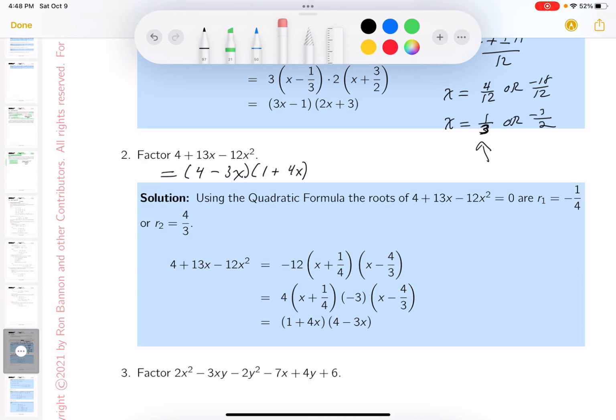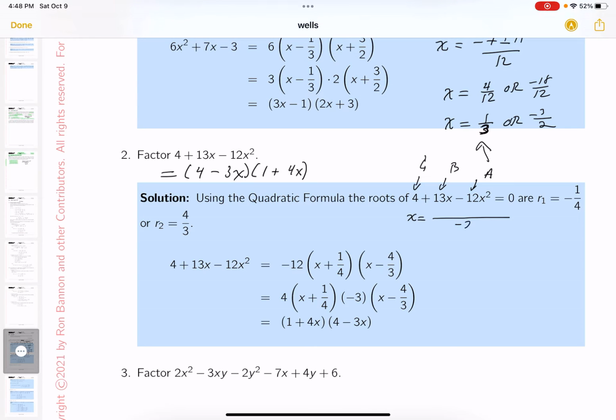4 times 1 is 4. You get 16 minus 3. 16 minus 3 is 13, that worked. And you get minus 12x squared. All right, now if I use the quadratic formula on this, you see this over here? Using the quadratic formula is a little bit tough. I'll write this down for you. This is the C, this is the B, and this is the A. Oh, well, let's see. Twice the A would be minus 24. The opposite of B is minus 13, plus or minus.